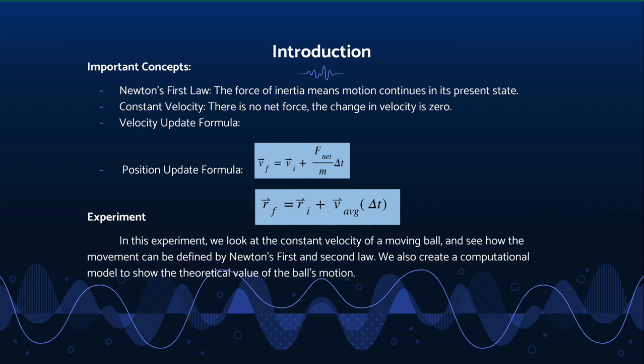In this experiment, we will look at the constant velocity of a moving ball and see how the movement can be defined by Newton's first and second law. We will also create a computational model to show the theoretical value of the ball's motion.